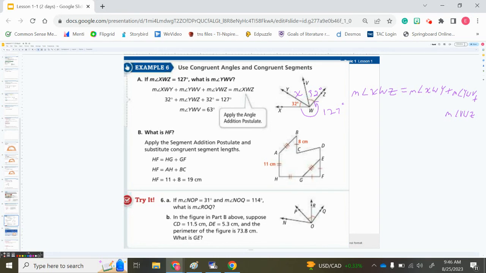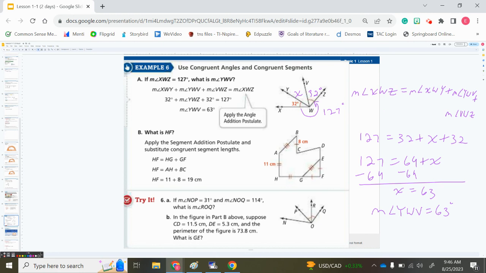Okay. So that means I have 127 equals 32 plus X plus 32, if I just put that in order. Okay. I'm going to have 127 equals 64 plus X, and then I subtract the 64 from each side. So that leaves me with X is equal to 63. So that means the measure of angle YWV is in fact 63 degrees. Does that make sense?